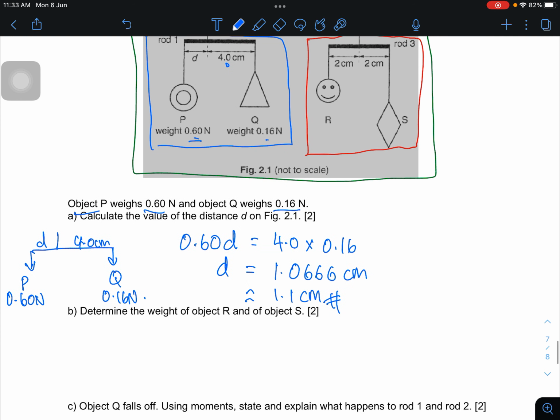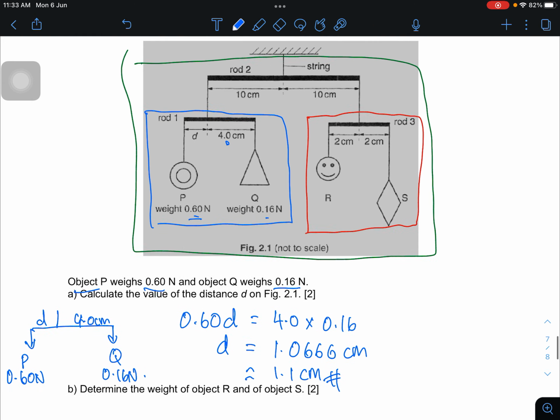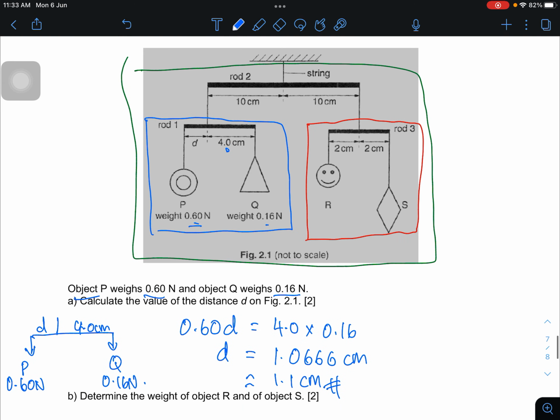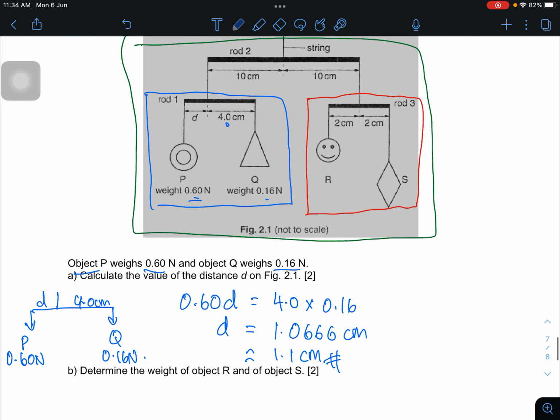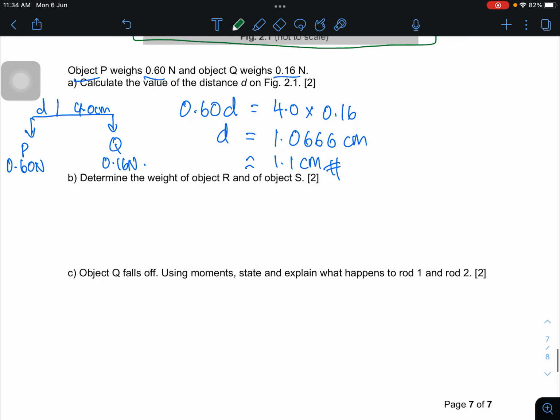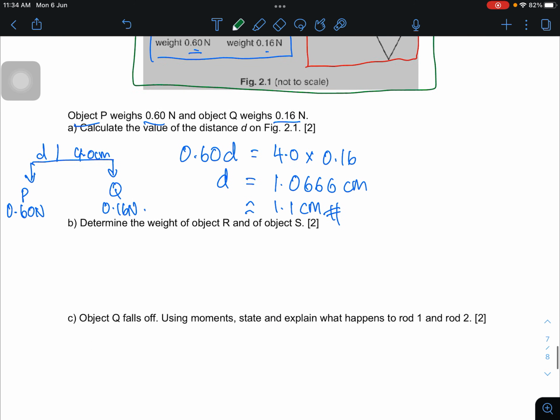They want you to determine the weight of R and of object S. Okay, so to do this, although R and S seem to be from just the red box system, we should actually look at this entire thing in terms of the green box. This is actually the harder question, that makes this a higher order thinking question. So let's do this together. I'm going to redraw everything.